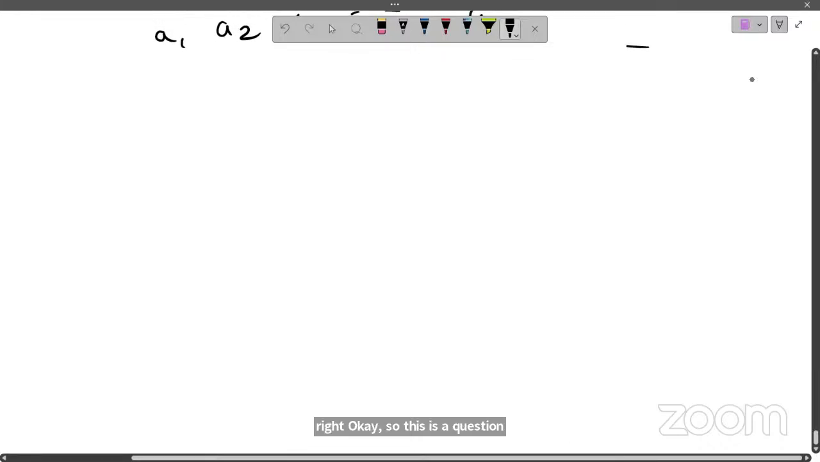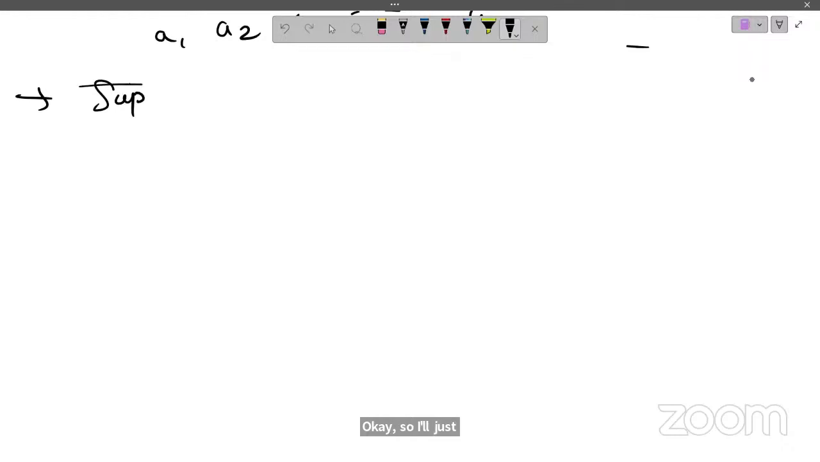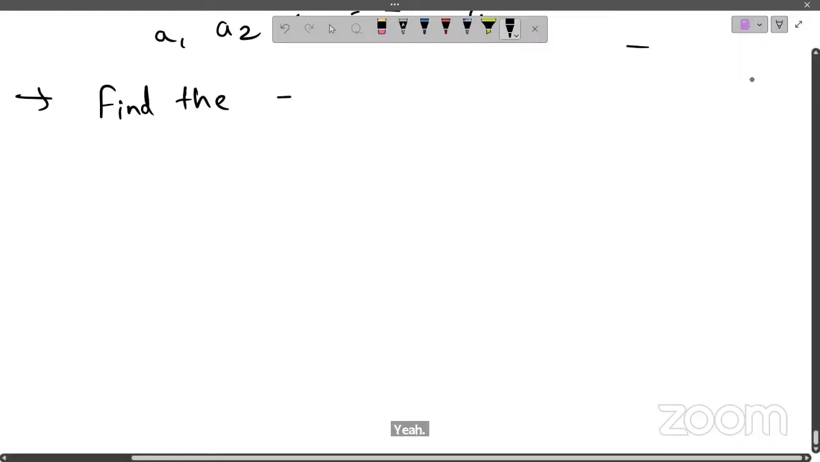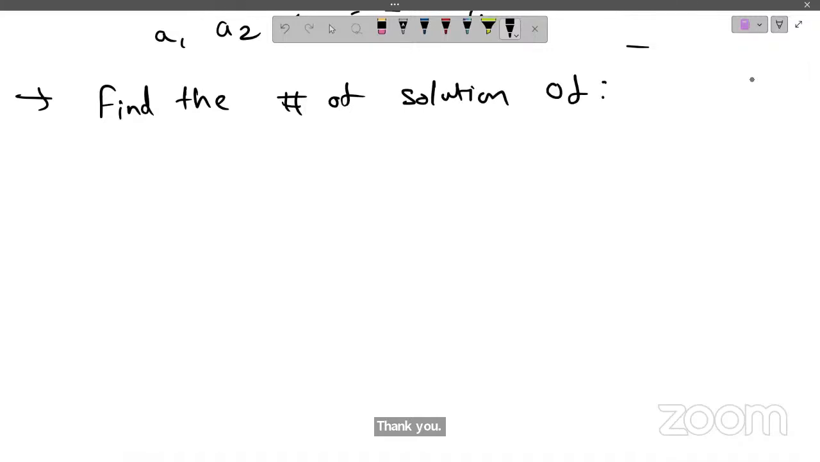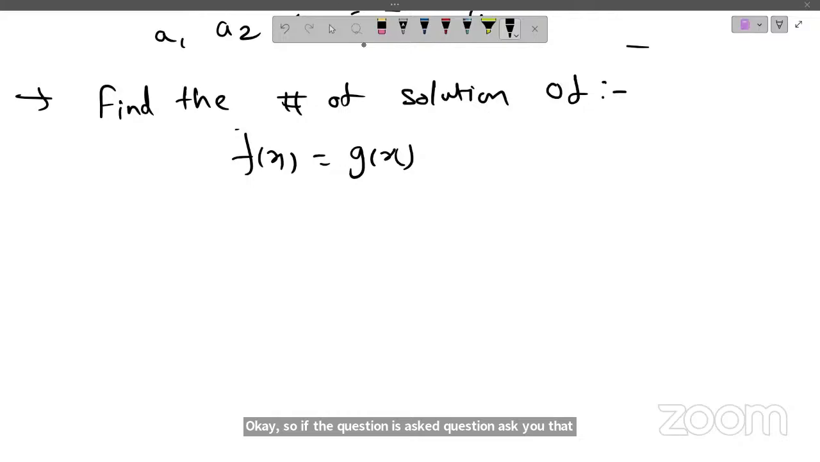Okay, so I'll just find the number of solutions of some f(x) equals g(x). If the question asks you to find the number of solutions of this type of expression, where f(x) is some function and g(x) is some function, okay?